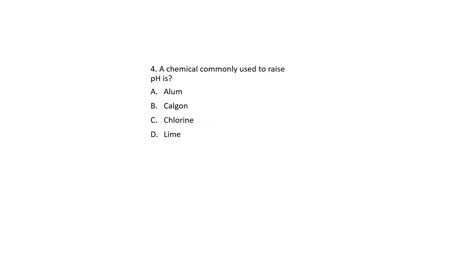Chemical commonly used to raise pH is alum, it's calgon, chlorine, or lime. Answer is going to be D, lime. Alum is a coagulant. From what I've gathered in my studies, calgon is for hardness. It inhibits scale formation when water is heated. Chlorine is, of course, for disinfection. And lime is used in softening to lower the pH.